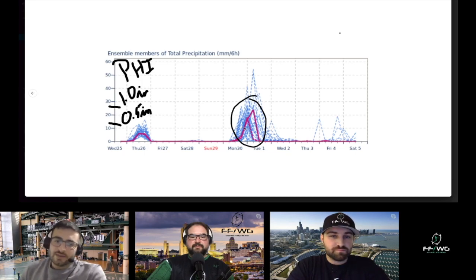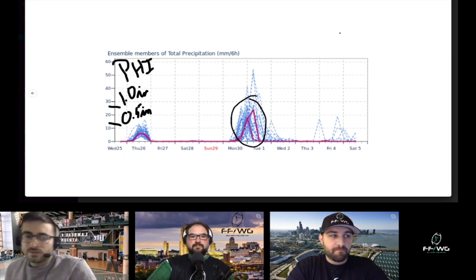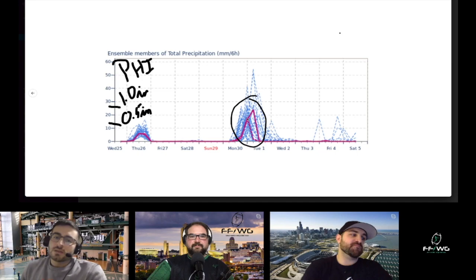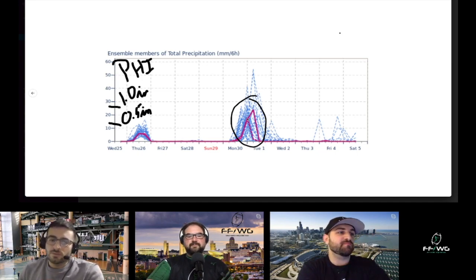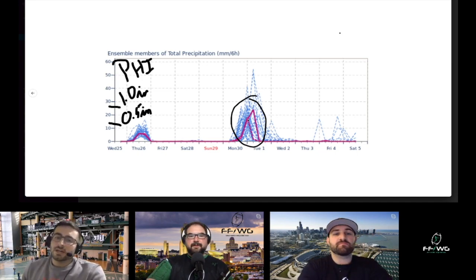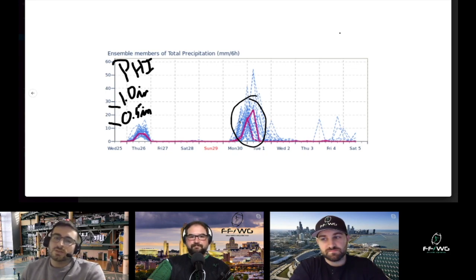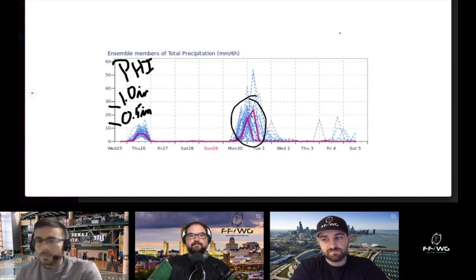So the game will be 0Z Tuesday morning, so it's right in the center of that circle. There's a thick, bold line on the x-axis. That's game time. We are seeing from the bulk of the ensemble members precipitation accumulating right at game time. Now, you see some blue lines to the left of that, which means that some of the forecasts have the system moving a little bit faster, and you see a few to the right of it, which means that some have it going a little bit slower.